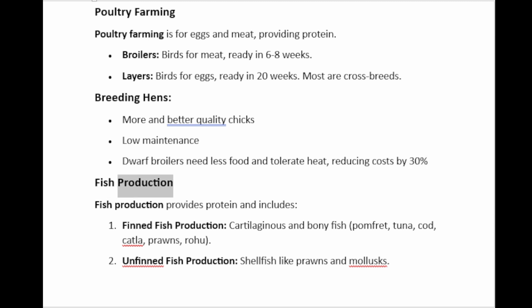Fish production. Fish production provides protein and includes finned fish production: cartilaginous and bony fish, pomfret, tuna, cod, catla, prawns, rohu. Unfinned fish production: shellfish like prawns and mollusks.